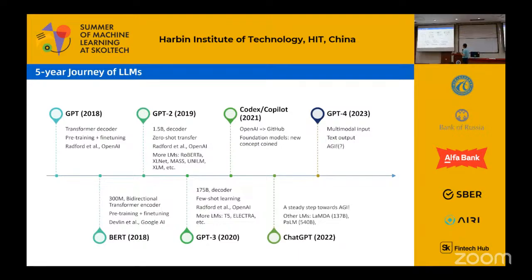Then in 2021, Microsoft, which had already invested in OpenAI, developed the so-called GitHub Copilot. I think this may be the first large-scale application, putting a large language model into a product. It helps millions of developers simplify their work and improve their productivity.